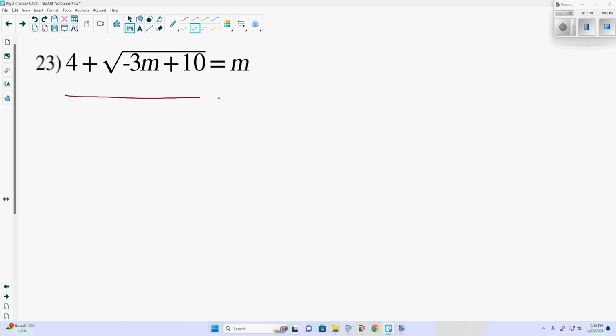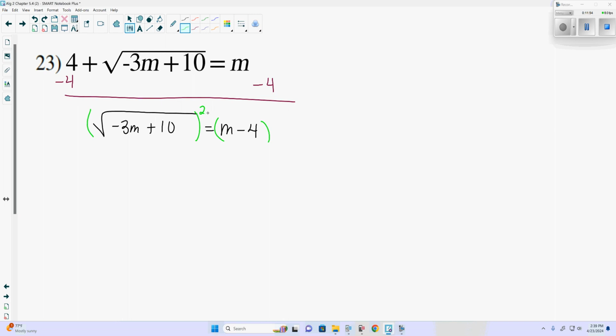So you subtract 4 from both sides. Telling us that the square root of 3m plus 10 is equal to m minus 4. Is the radical by itself? So now we need to put both sides to the nth power. And that nth power would be 2. So we'll put both sides to the second power.